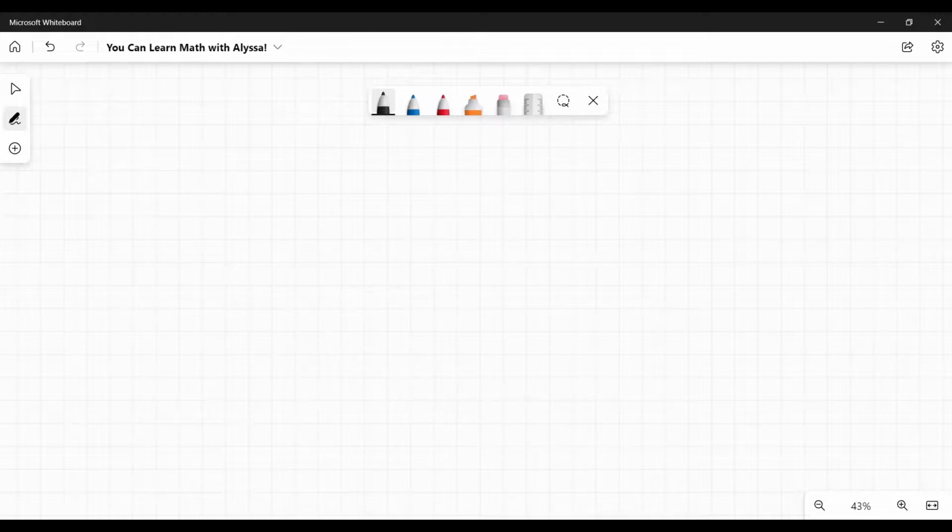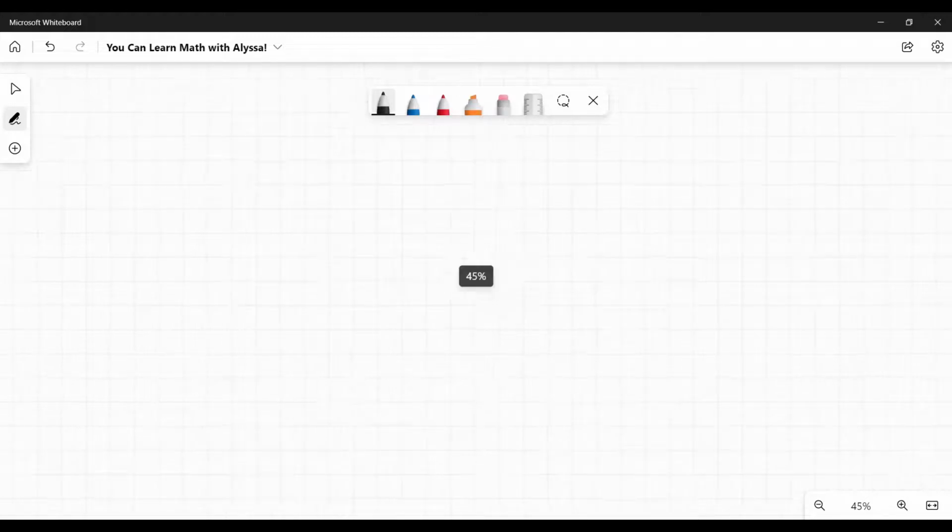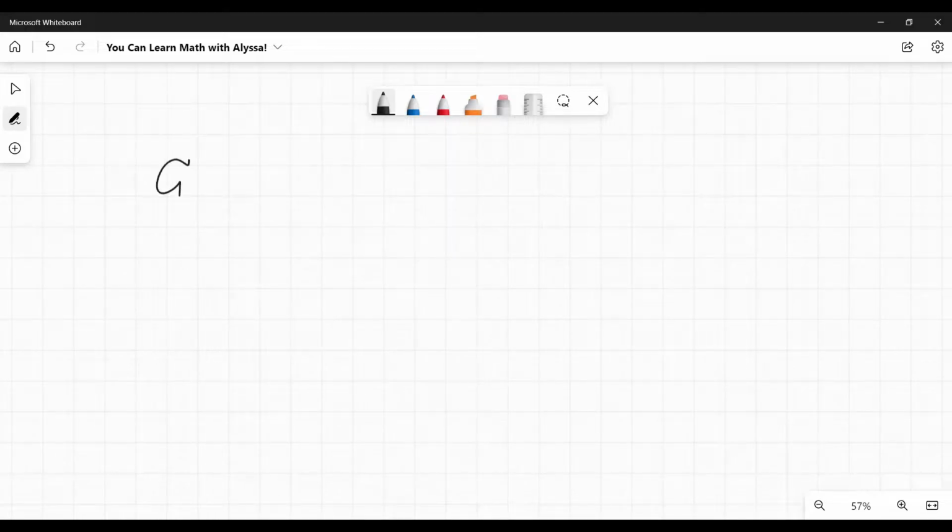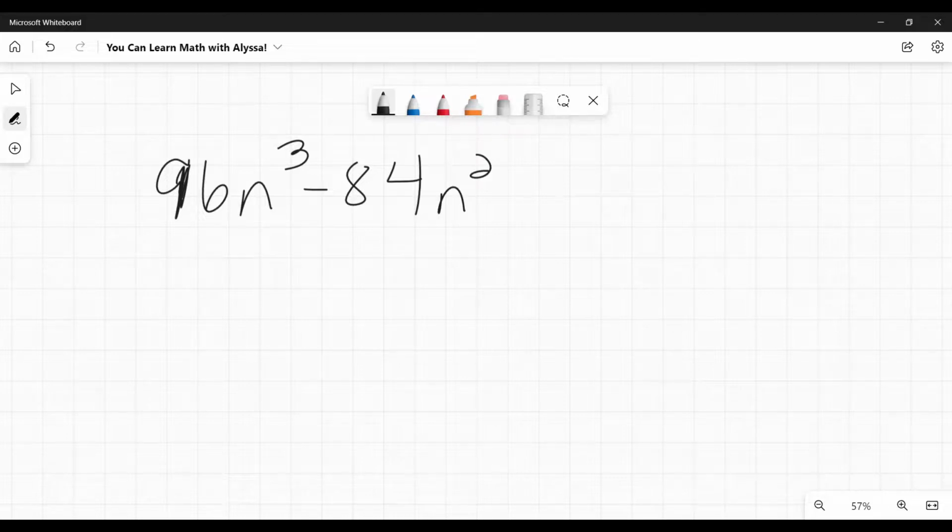Now for our final example, this is going to be where they really start throwing bigger numbers at you and where you definitely have to make sure you've checked the final factoring to see if anything else can be factored. So this one is 96n cubed minus 84n squared plus 112n minus 98.